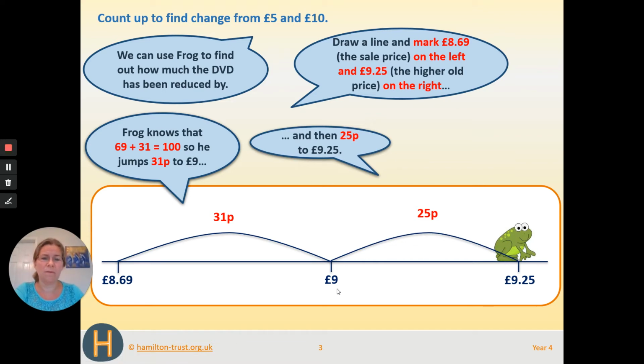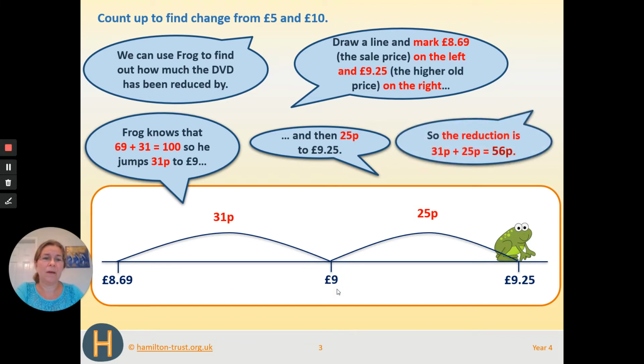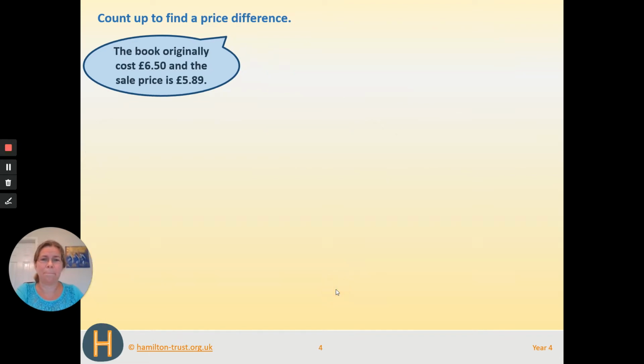Remember what we've talked about before. If that jump of 31 is too much for you, take one jump to £8.70 and then jump the 30p onto £9. So the reduction is 31 add 25, which is 56 pence. Don't forget to put the p sign for pence.